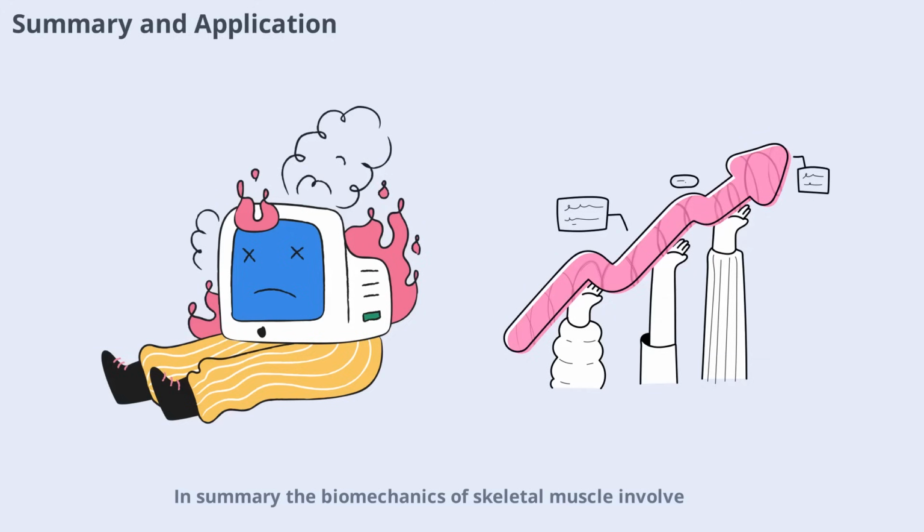Summary: the biomechanics of skeletal muscle involve a complex interplay between structure and function. The organization of muscle fibers, the types of fibers present, and their unique characteristics all contribute to the muscle's ability to produce coordinated movement. Whether you're an athlete aiming for peak performance or simply interested in how your body works, understanding these principles can help you appreciate the remarkable capabilities of human muscle. This knowledge is not only foundational for biomechanics but also for health, fitness, and rehabilitation.